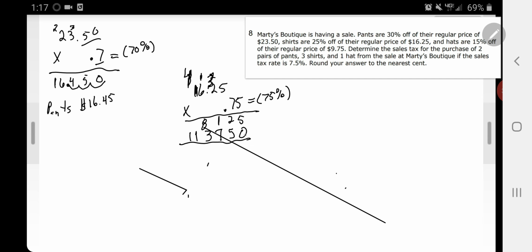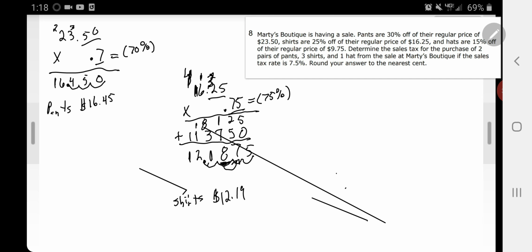So add this up. So 5 plus 0 is 5. 2 plus 5 is 7. 1 plus 7 is 8. 8 plus 3 is 11. 1 plus 1 is 2. Bring down the 1. We got 2 decimals and 2 more here, so a total of 4. So 1, 2, 3, 4. Once again, round to the nearest penny. So our penny is at 8. Looking over to there, we see a 7, so we need to round up. So it looks like our shirts are $12.19 a piece now.